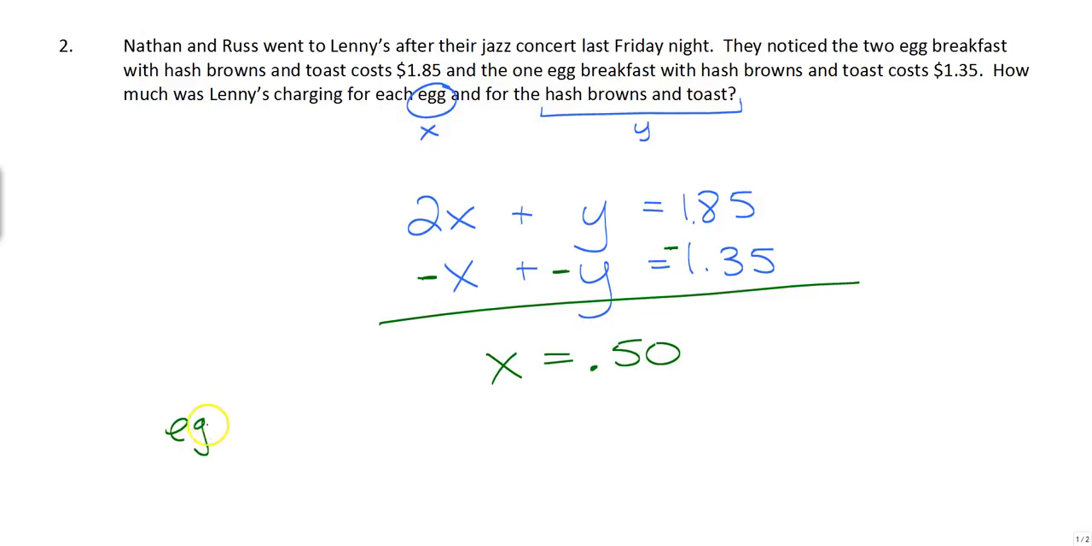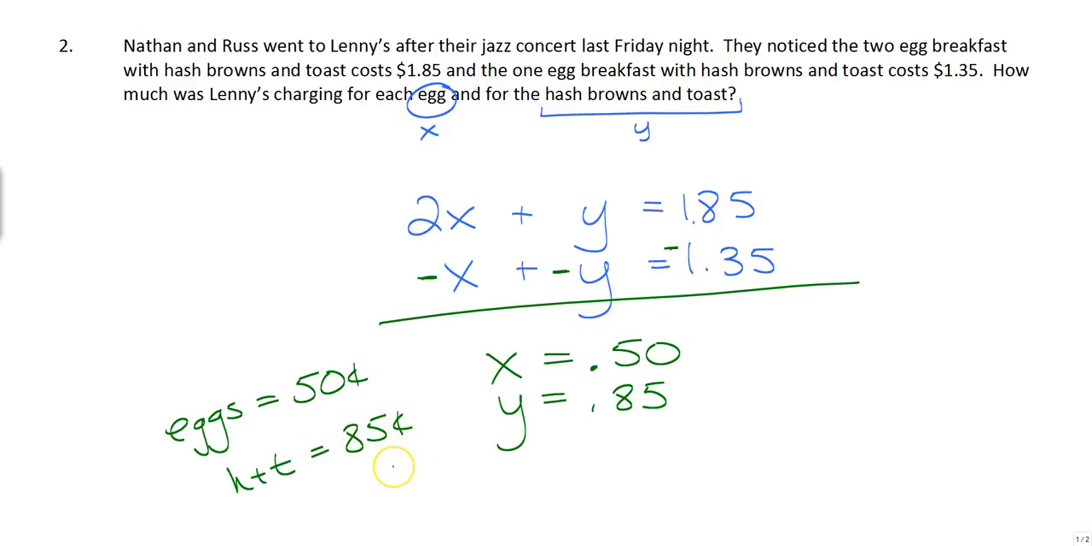So eggs are 50 cents each. Now, the hash browns and toast, all you have to do is figure out how much that comes to total. Well, if one egg is 50 cents and you have $1.35 total, or if you have $1 for 2 eggs, either way you look at it, you're going to have 85 cents left over for your hash browns and toast. So your hash browns and toast is going to cost you 85 cents. Okay? So that's how you figure out the cost of each.